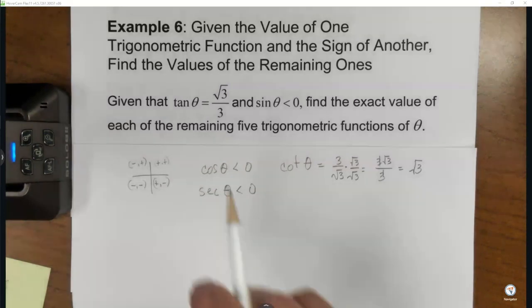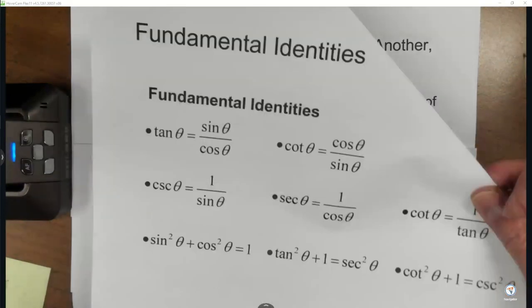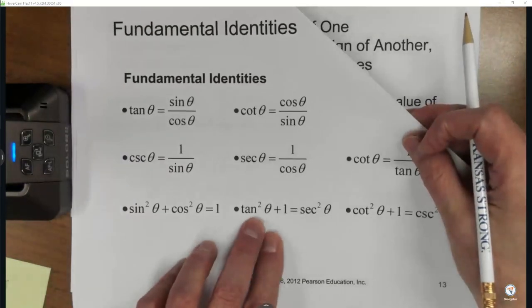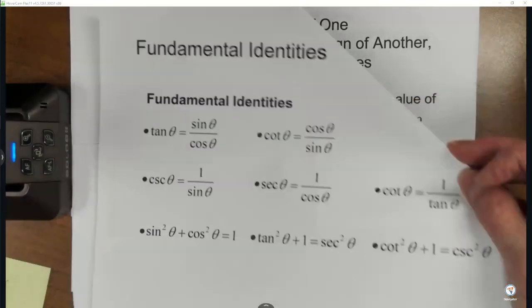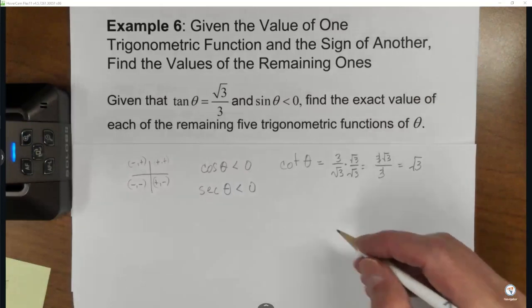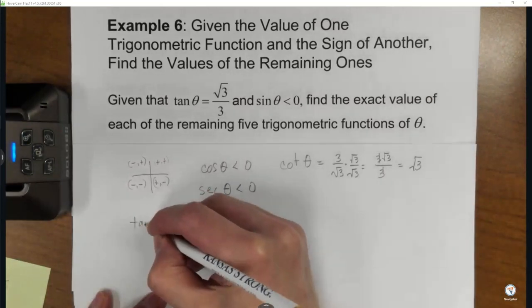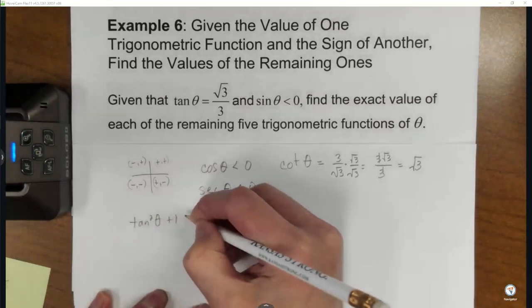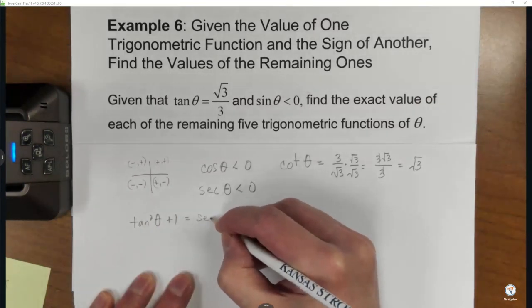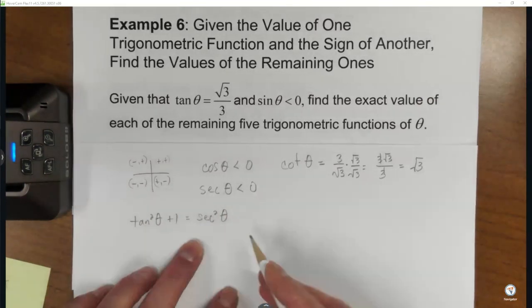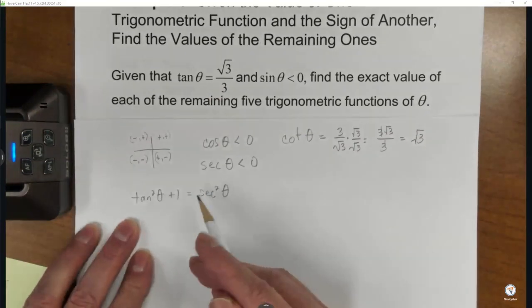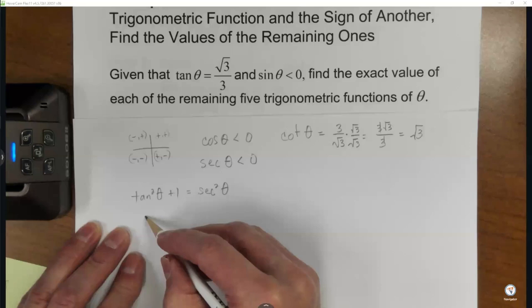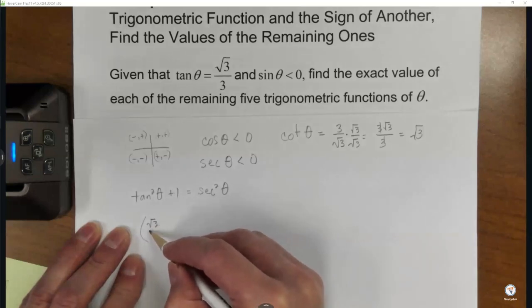So they've given us the tangent. So let's look for an identity that's using the tangent. Okay, the tangent squared of theta plus 1 equals the secant squared of theta. Let's go get secant, because we'll substitute that for our tangent. Okay, so substituting square root of 3 over 3.